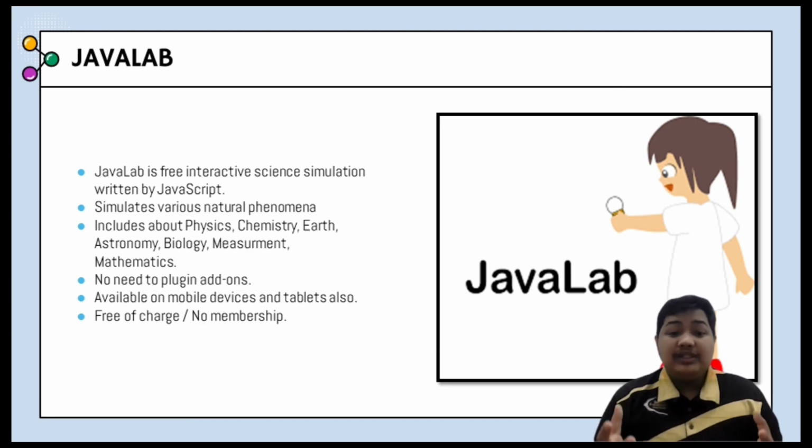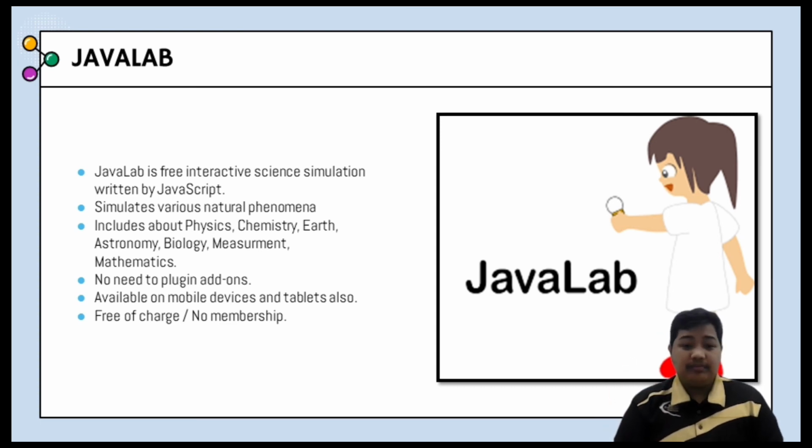Java Lab simulates various natural phenomena. In Java Lab, it includes physics, chemistry, earth, astronomy, biology, measurement, and also mathematics experiments. One of the benefits in Java Lab is when you open the website, you don't need to plug in an add-on. That means you can begin the experiment immediately without any other app to make the experiment functional.